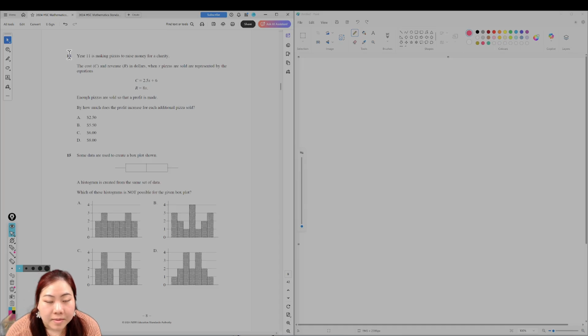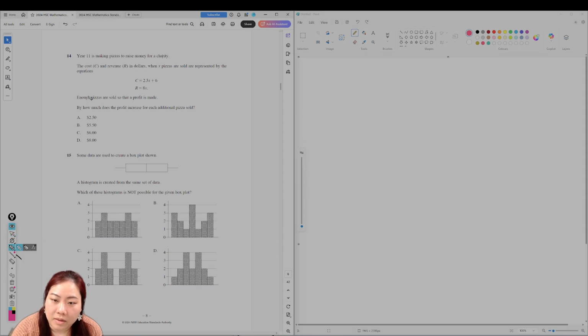Question 14. Year 11 is making pizzas to raise money for a charity. The cost C and revenue R in dollars when X pizzas are sold are represented by the equations. Enough pizzas are sold so that a profit is made. By how much does the profit increase for each additional pizza sold? Okay.